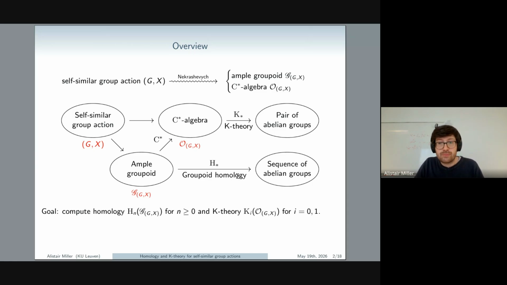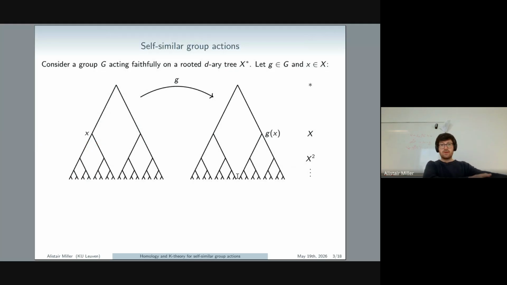All right, so a self-similar group action. There's some terminology difficulty here. Often people will talk about a self-similar group, and what they mean is a group of automorphisms of a tree. So here I've got a group that I'm considering to act faithfully on this infinite regular tree. I have some group element g, and I'm going to think of the tree as the space of words in a finite alphabet X.